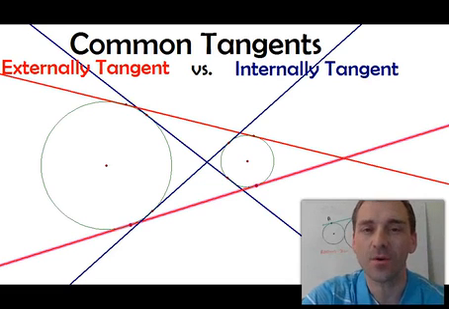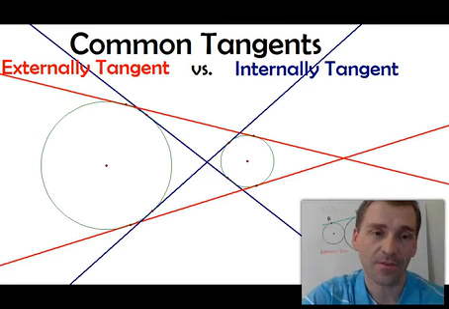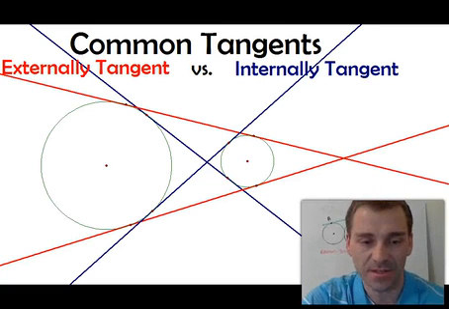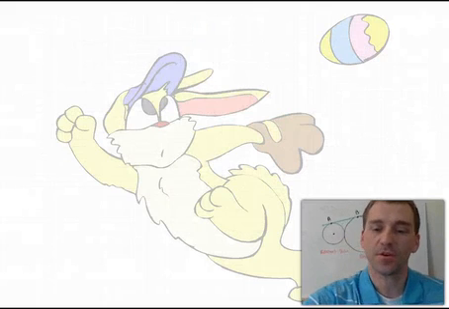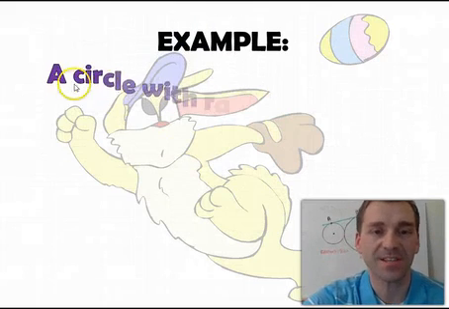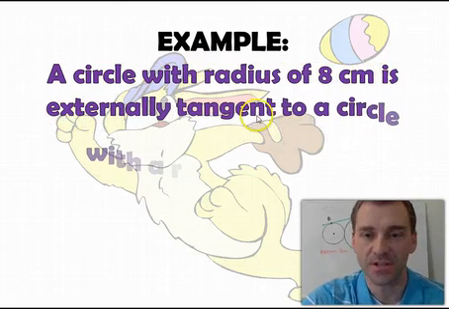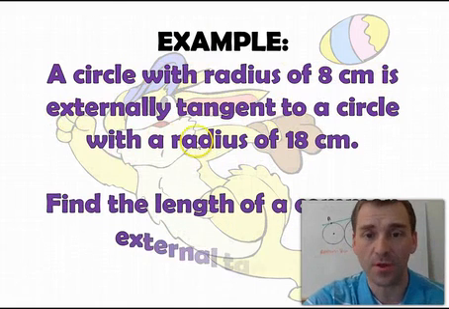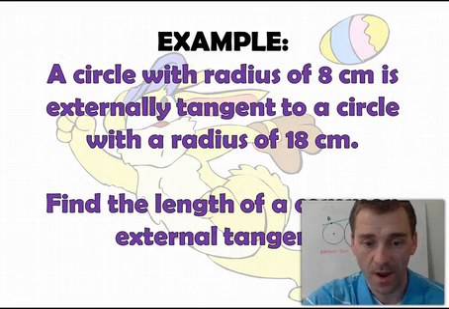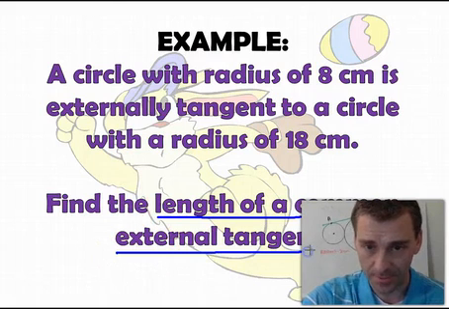So let's go do an example and get this procedure down of finding the length of one of these common tangents. The example that needs to go in your notes says this: a circle with a radius of 8 centimeters is externally tangent, like the one behind me, to another circle with a radius of 18. Find the length of the common external tangent.